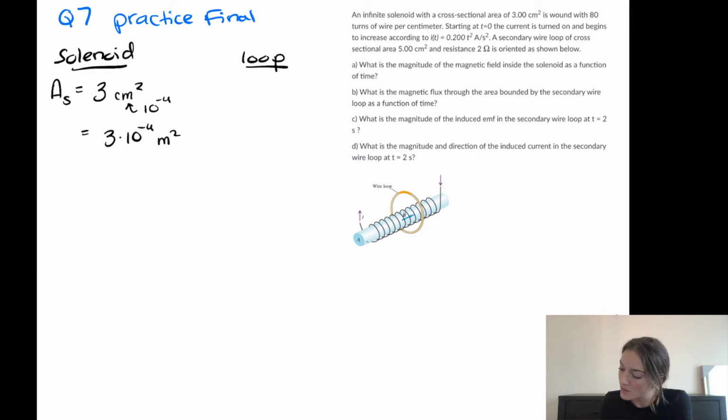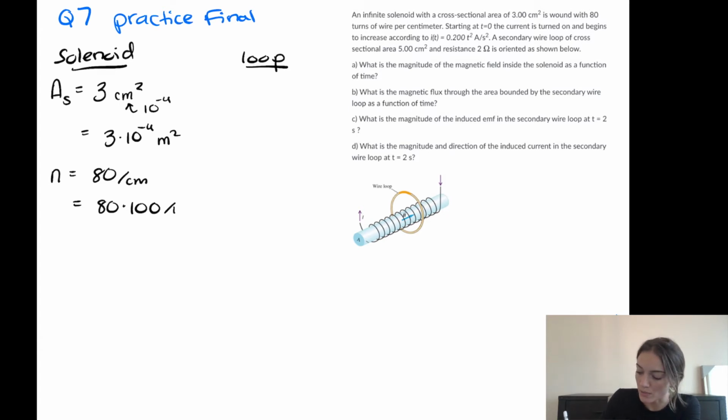Okay, then we have 80 turns of wire per centimeter. So little n for this solenoid is 80 turns per centimeter. We want to get it into turns per meter, so we have to divide by 10 to the negative 2. So we have 80 times 100 turns per meter as our n value. Okay, then starting at t equals 0, the current is turned on and begins to increase according to this function. So our current increases according to 0.2 t squared. I'll leave out the units.